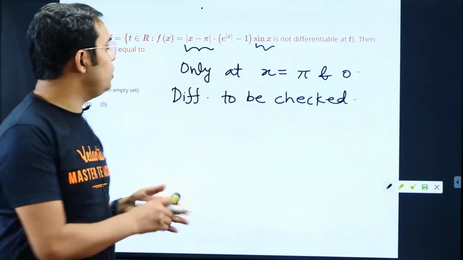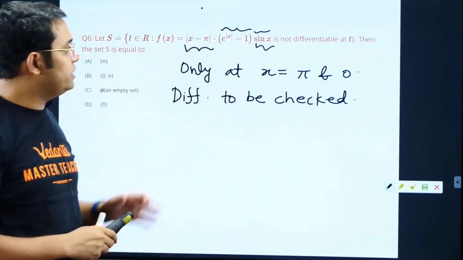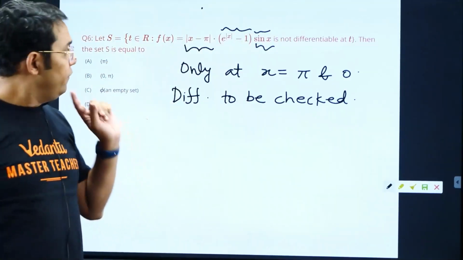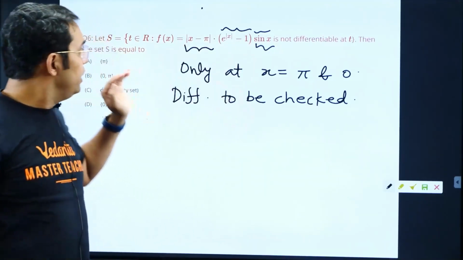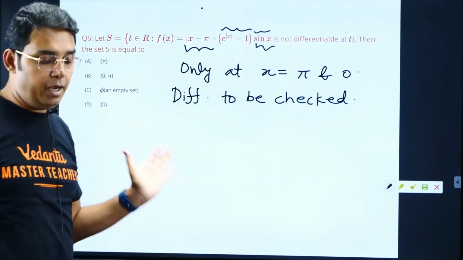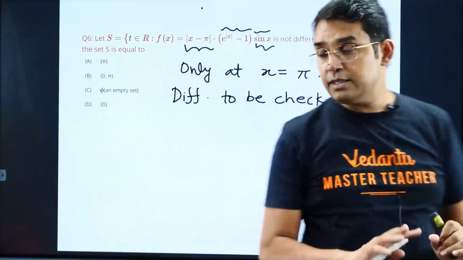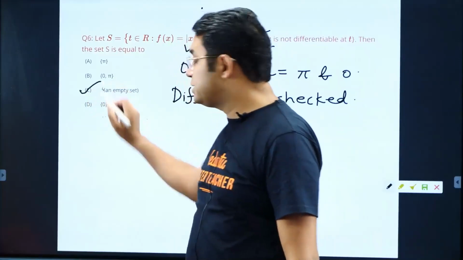At x equal to 0, you can see this bracket is becoming 0 and sin x is also becoming 0. So this 0 is also a repeated root, which means because of the repeated root, the derivative at 0 will again be 0 only, whether you take it from the left hand side or from the right hand side. Hence this function is going to be differentiable everywhere. So the answer should be C.